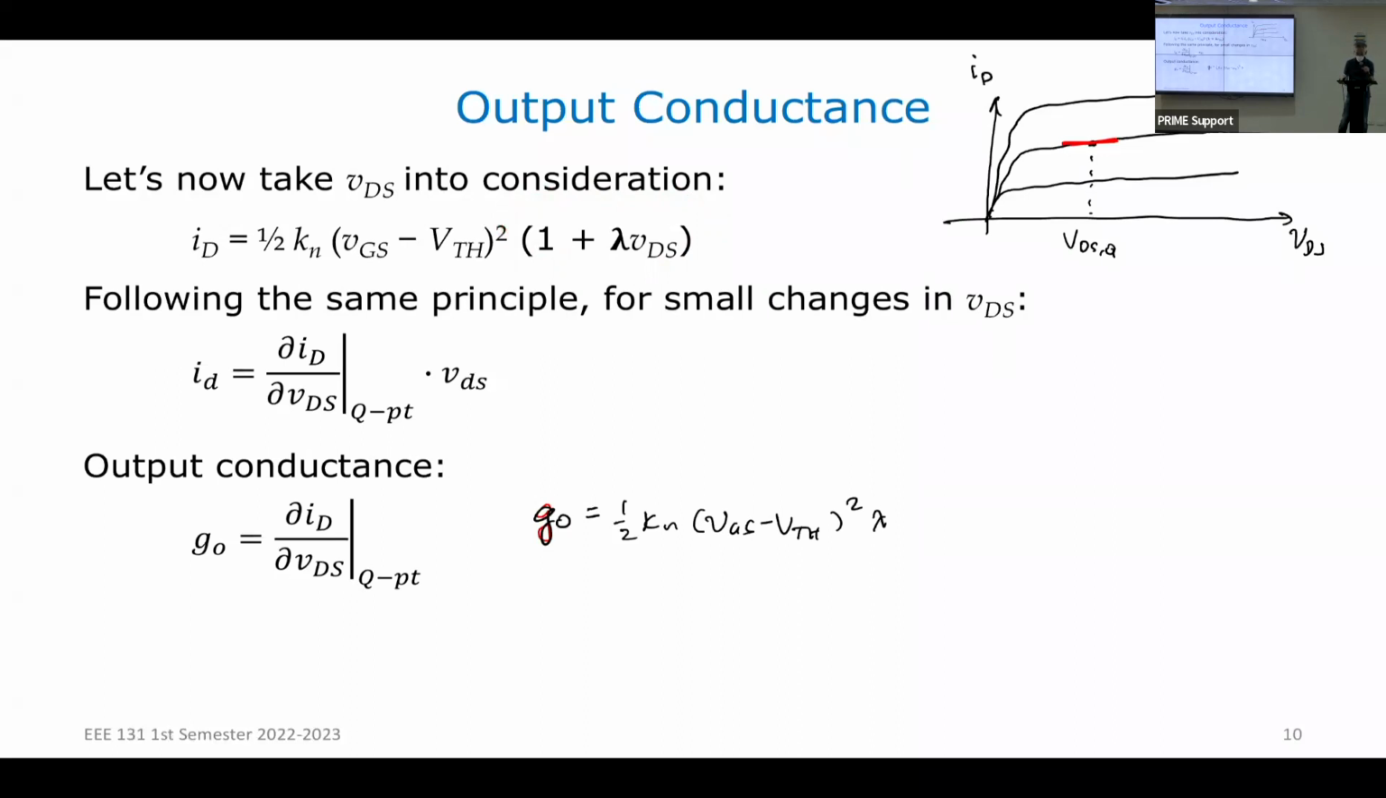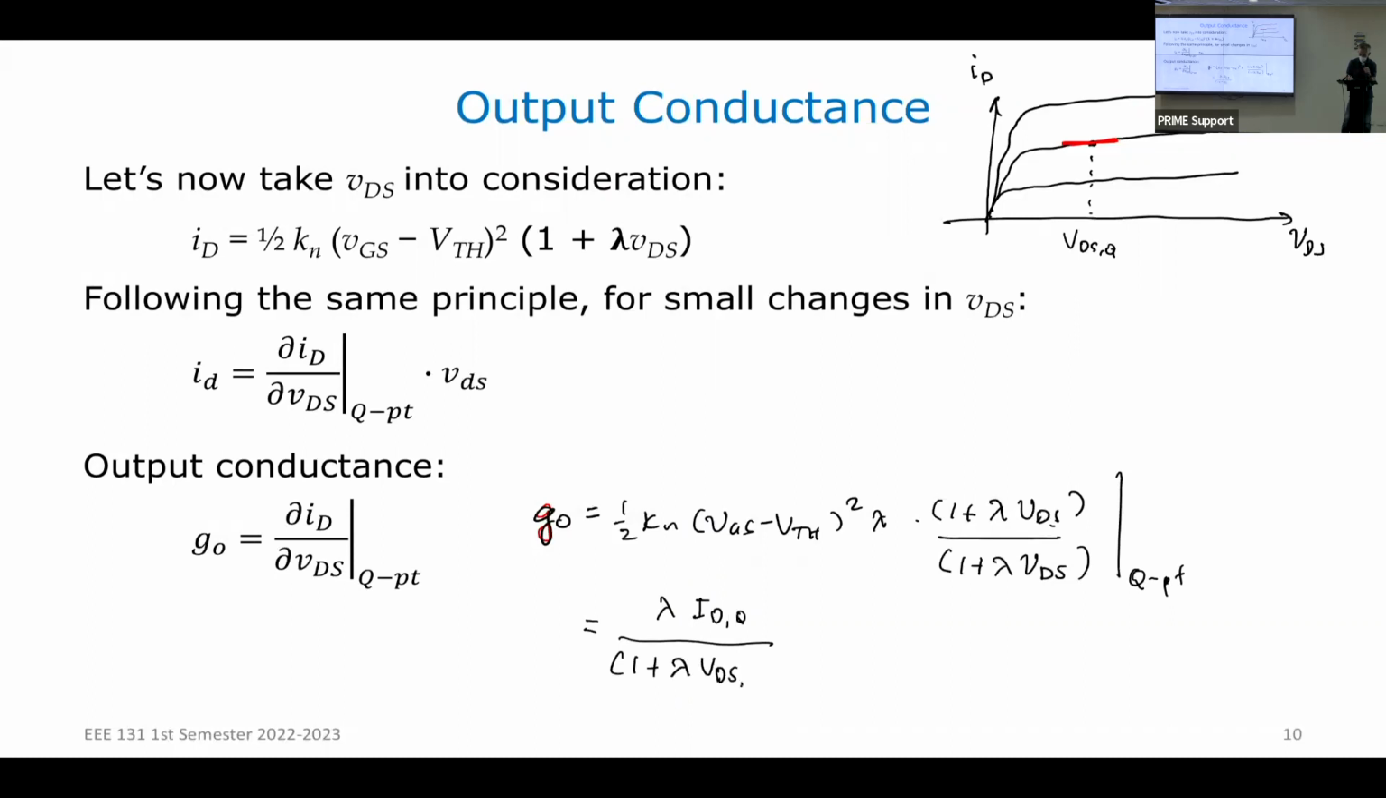What will I do? Let me multiply this by 1 plus lambda VDS over 1 plus lambda VDS. Again, what is this now? Ito combined with this, that's now IDQ. Right? If I get this combined with this, that's IDQ. So what is my G sub O? My G sub O is lambda ID, evaluated at the Q point. Lambda IDQ over 1 plus lambda VDSQ. That is now your output conductance, G sub O.